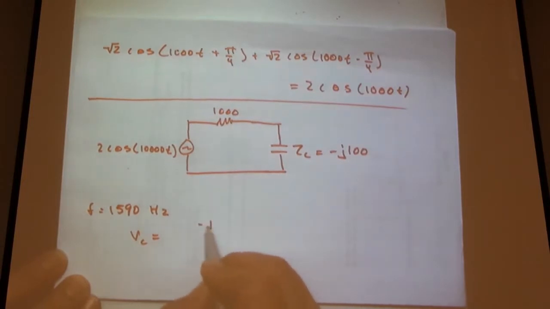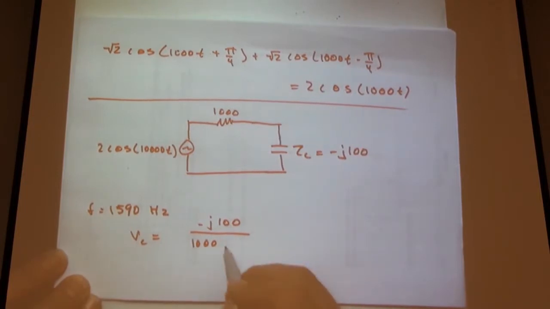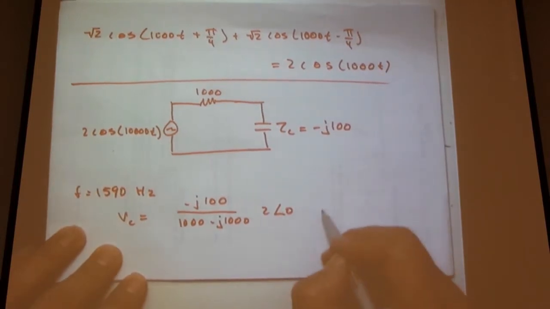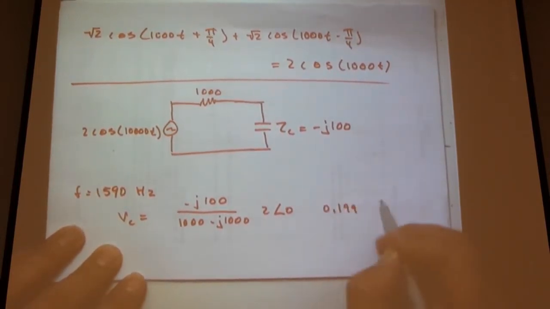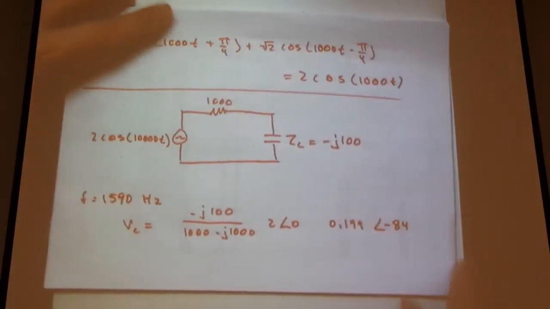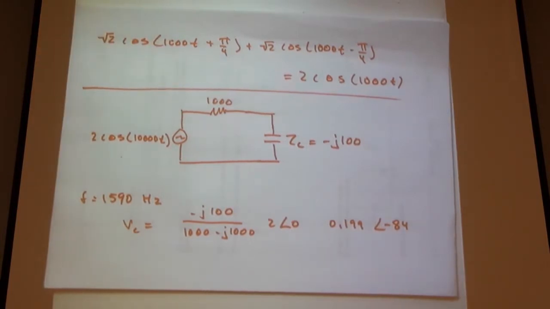We can go through the math at the end. VC equals minus J100 over 1,000 minus J100 at angle 0, and we can crunch some numbers there. I think we get something like 0.199 angle minus 84. So we have a large phase shift, but of relatively small magnitude, about 10% of the overall magnitude. And so that's what we expect.